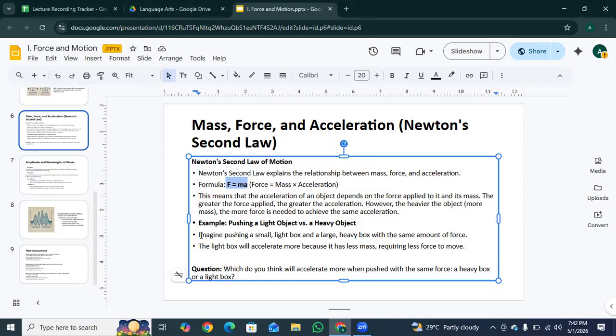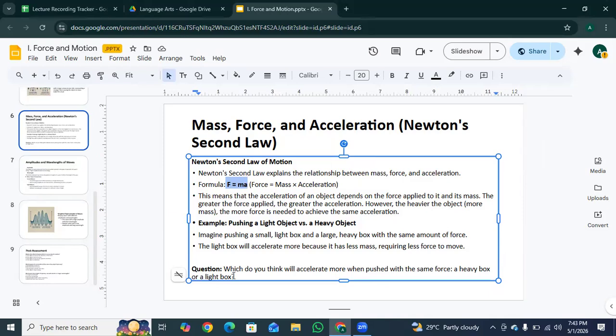Okay, the light box has less mass. If you push it, it will fly forward quickly, like high acceleration, you can say. Whereas the heavy box has a lot of mass. If you push it with the same amount of force, it will move slowly, which is low acceleration.